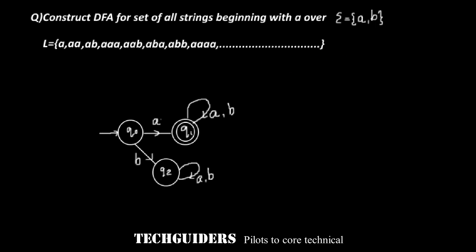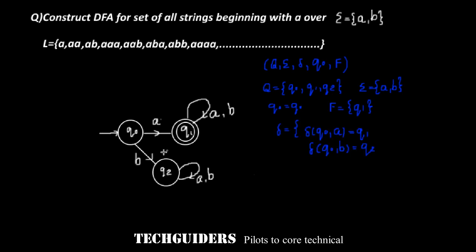We can represent it using the five-tuple Q, sigma, delta, Q0, F. Q consists of the states Q0, Q1 and Q2. Sigma contains input symbols A and B. Q0 is the initial state. F consists of the set {Q1}. We can define the set of transitions: delta(Q0, A) equals Q1, delta(Q0, B) equals Q2, delta(Q1, A) equals Q1, delta(Q1, B) equals Q1, delta(Q2, A) equals Q2, delta(Q2, B) equals Q2.